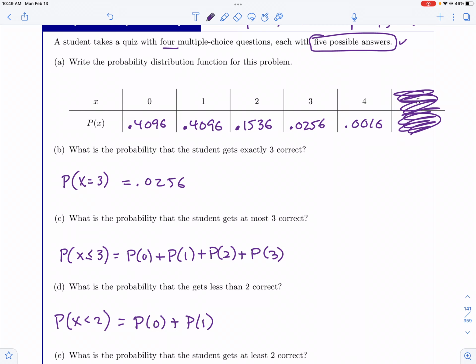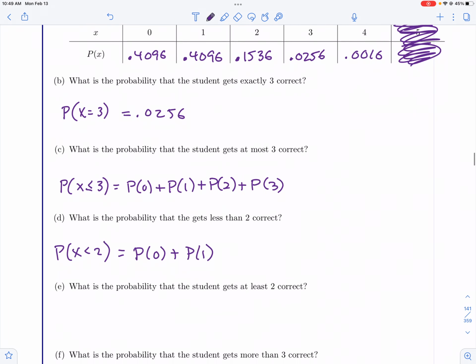And again, I'll let you add these up. What's the probability that the student gets at least 2 correct? So in this case, at least is 2 or more. So we're looking at x greater than or equal to 2. So that means we want to take the probability of 2 plus the probability of 3 plus the probability of 4 and add all those together.